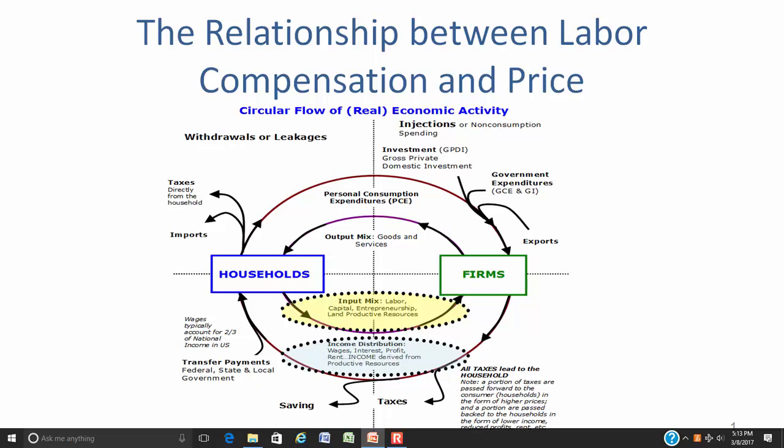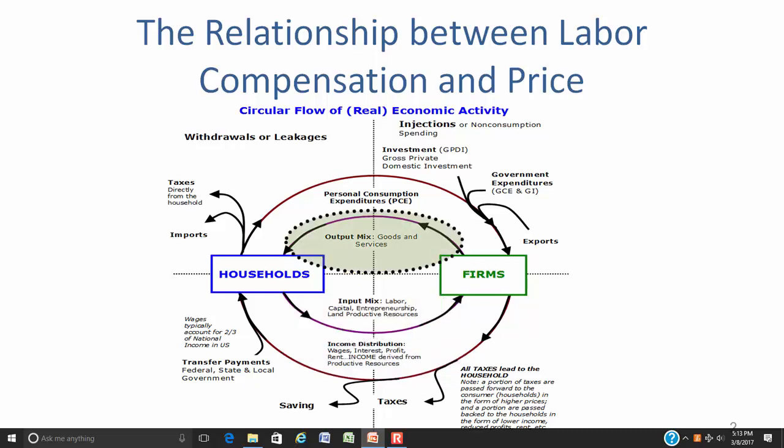owners of the various productive resources, including wages and benefits flowing to labor, profits flowing to the financial capital owners, debt and equity, profits to entrepreneurs or however their compensation is arranged, and rent for land, which would include natural resources and other raw materials.